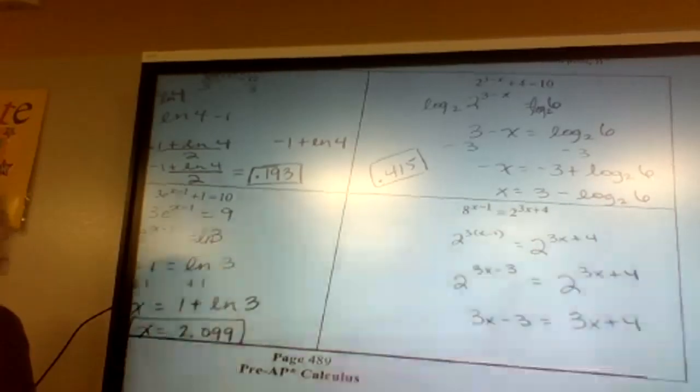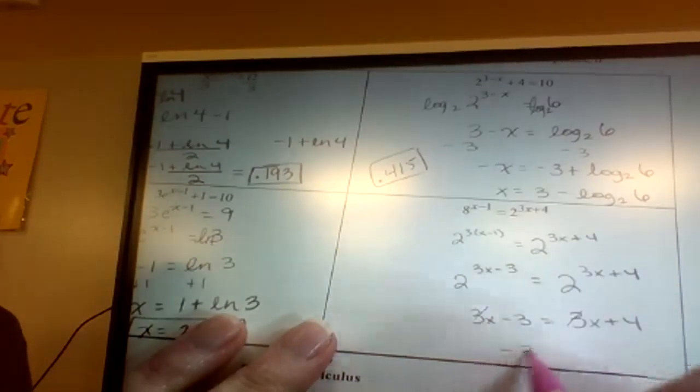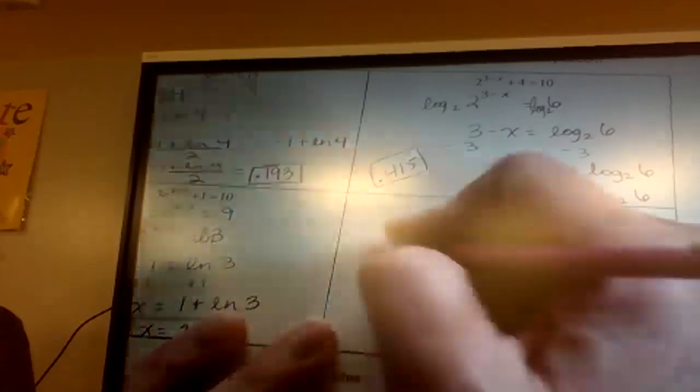What's the problem with that? Yeah, the 3x terms cancel. Negative 3 does not equal 4. This is no solution.